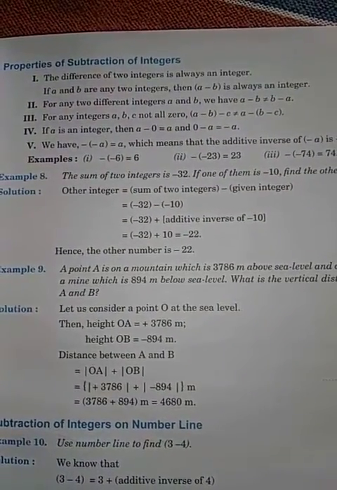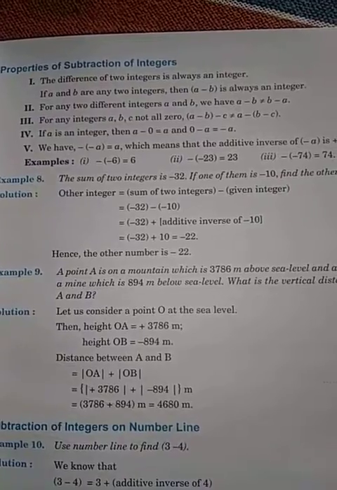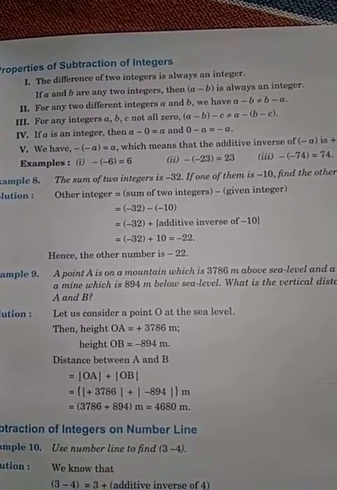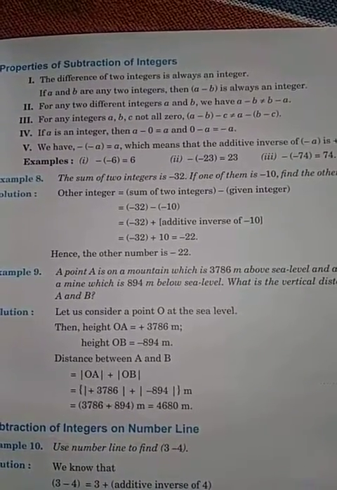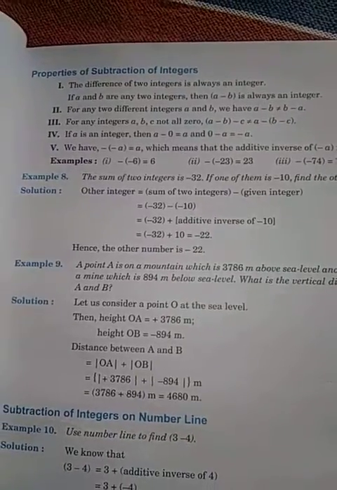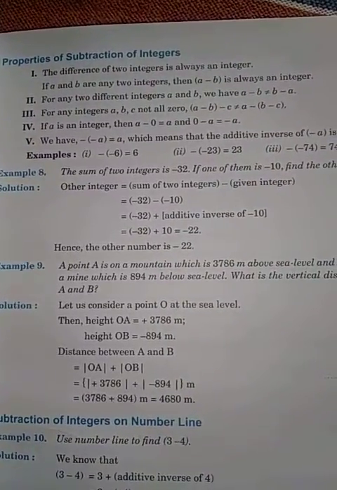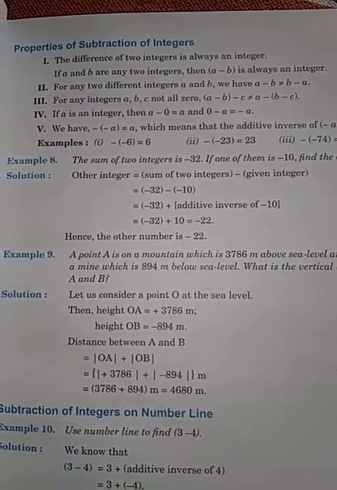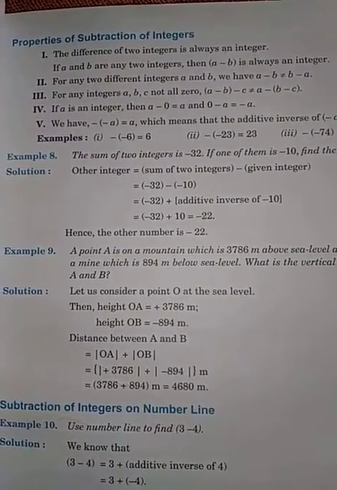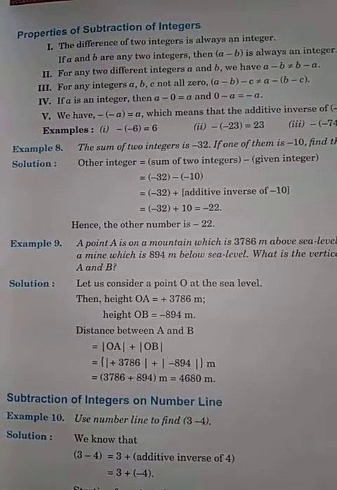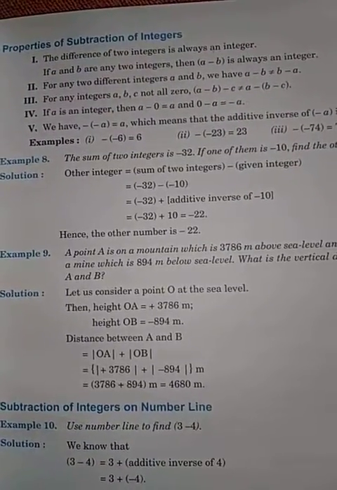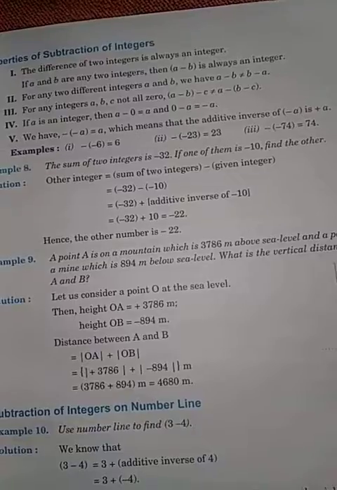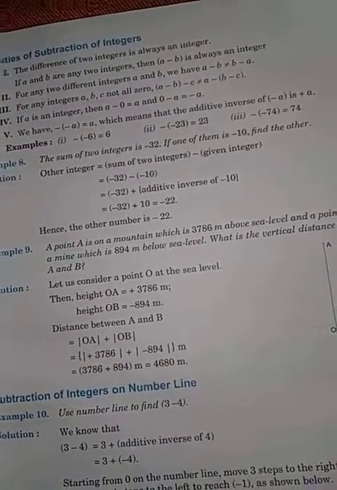For any integers a, b, c, not all 0, a minus b within the bracket minus c is not equal to a minus b minus c within the bracket. It means that subtraction of integers is not associative. If a is an integer, then a minus 0 is equal to a, and 0 minus a is equal to minus a. We have minus of minus a is equal to a, which means that the additive inverse of minus a is plus a.